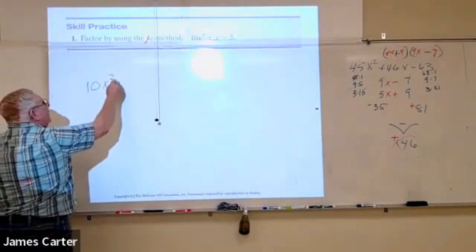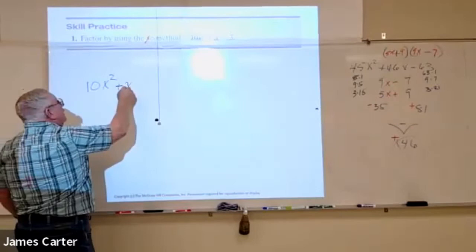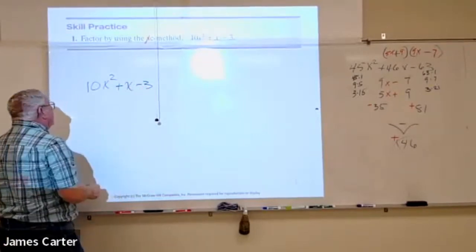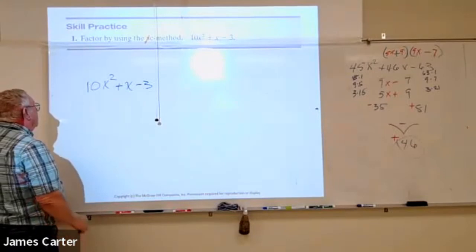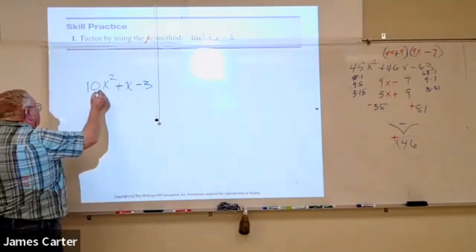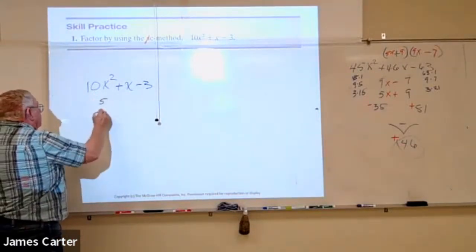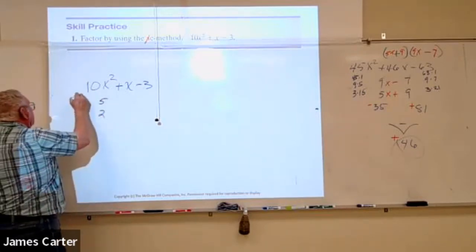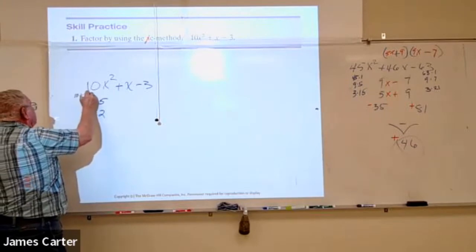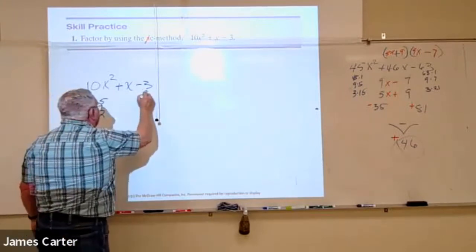10x squared plus x minus 3. Okay, nothing will factor out of the whole thing. I've got 10 and 1, 5 and 2. I'm going to try 5 and 2. Over here, I've got 3 and 1.